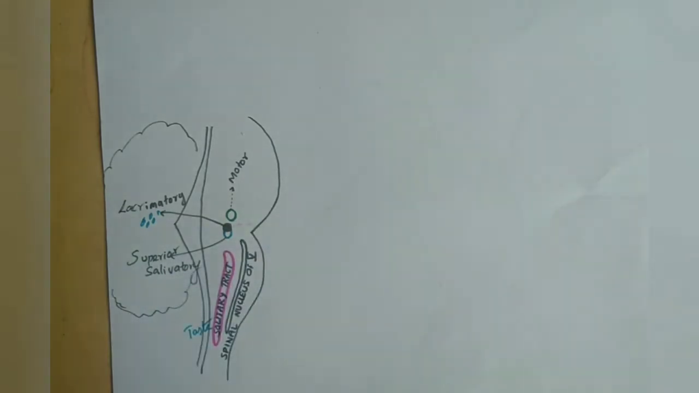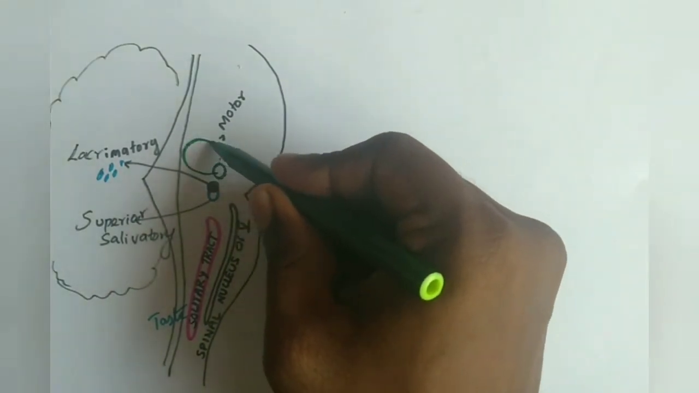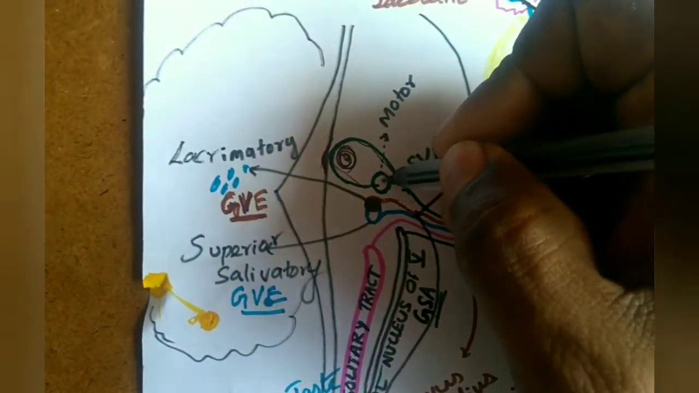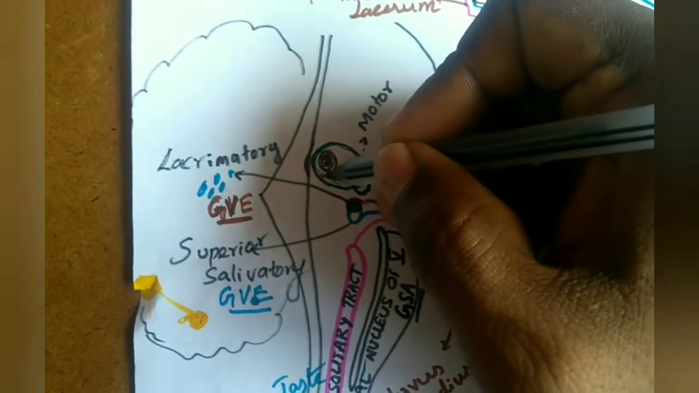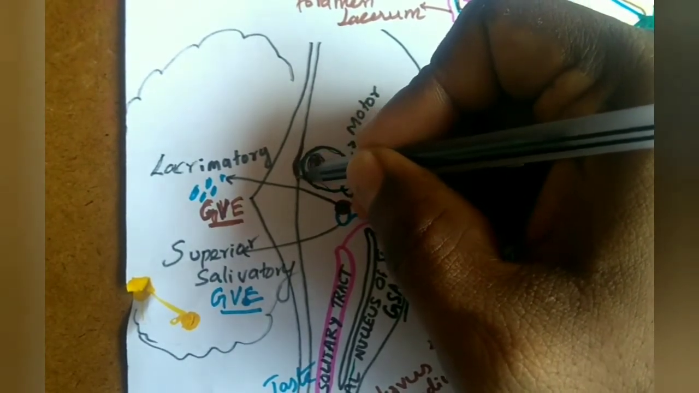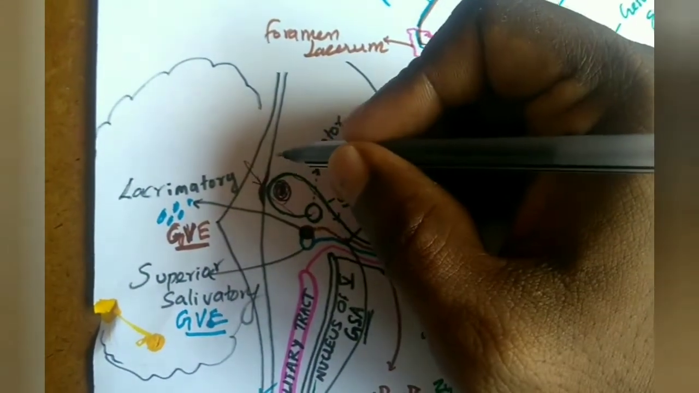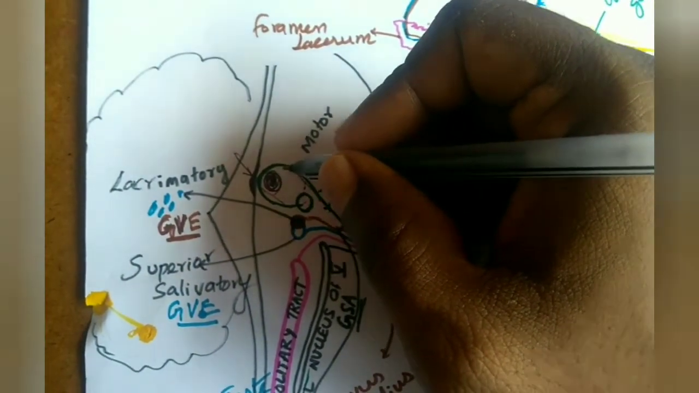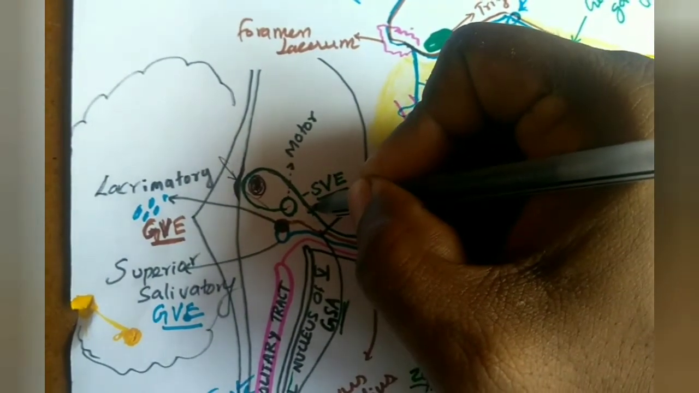Now, since the motor nucleus is going to supply the muscles derived from the second branchial arch, the motor fibers arising from the motor nucleus will wind around the abducens nucleus and form a small elevation in the floor of the fourth ventricle, and this elevation is called the facial colliculus. Already we have discussed the facial colliculus in the section on pons. And then the nerve will emerge anteriorly.